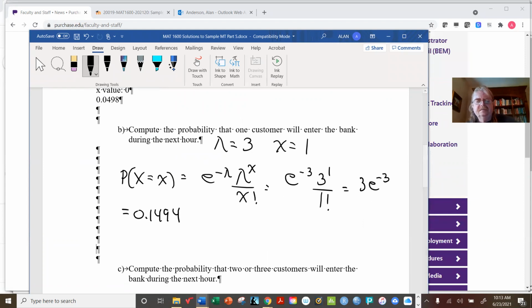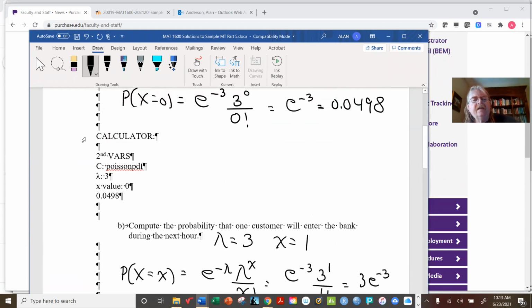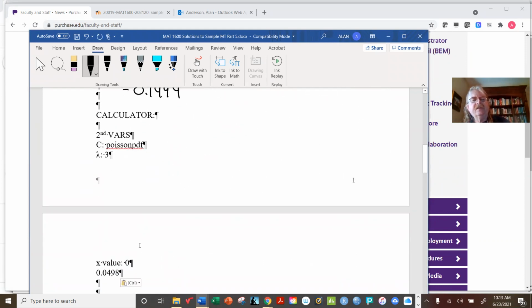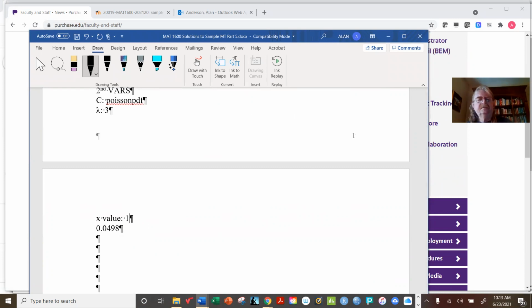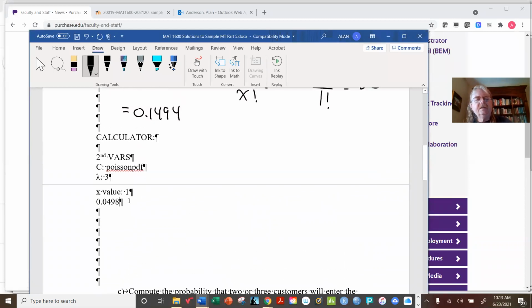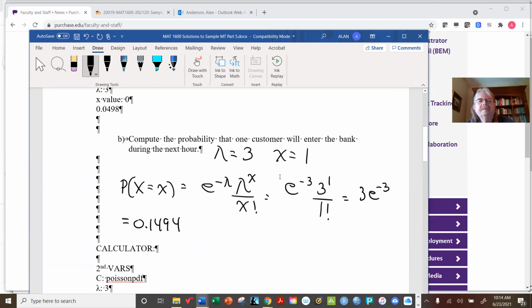All right. And then for the calculator, we only have to change one thing. That would be the value of x. Change that to a 1. And you'll get the new answer will be, yep, 0.1494. Perfect. Okay.